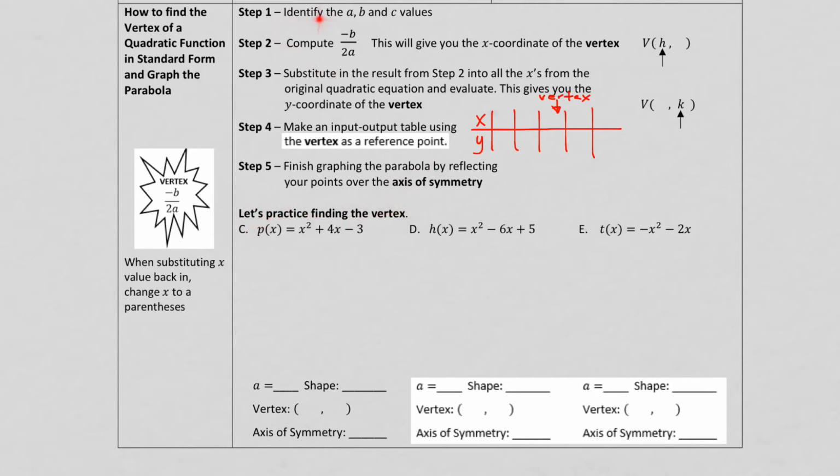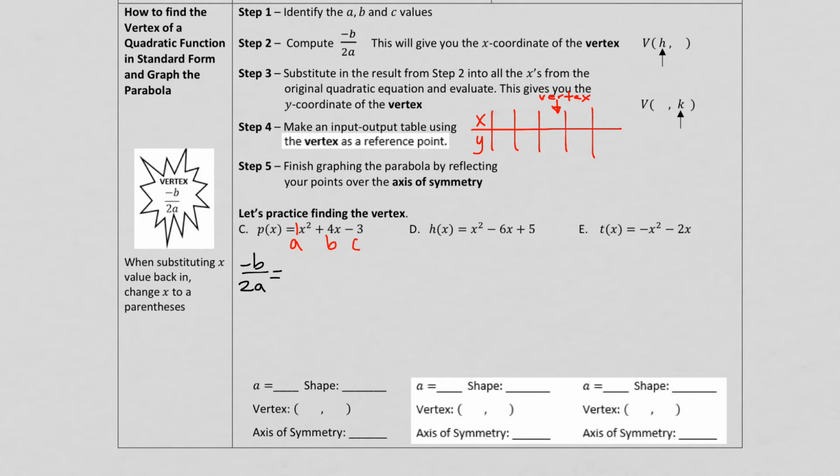So back to step 1. Identify a, b, and c. So in this case, this is standard form. A is going to be the coefficient here, which is 1. So here a is 1, b is 4, and c is negative 3. That's step 1 in this process. Step 2, you're going to take this negative b over 2a. So negative b over 2a. And you're going to compute this.